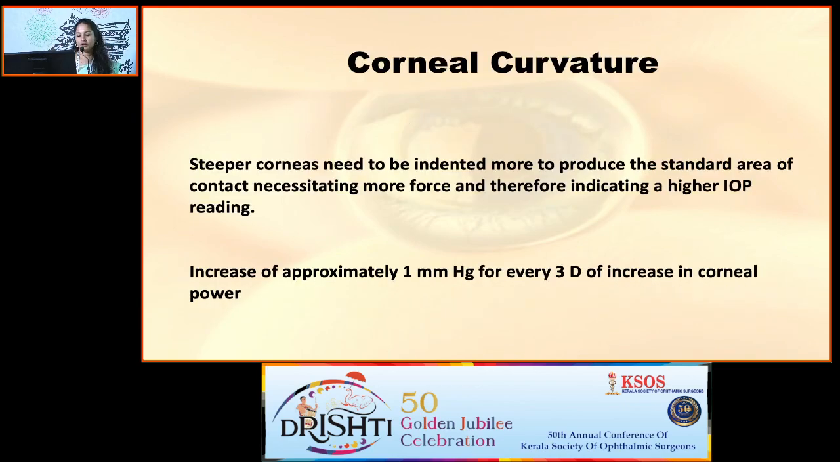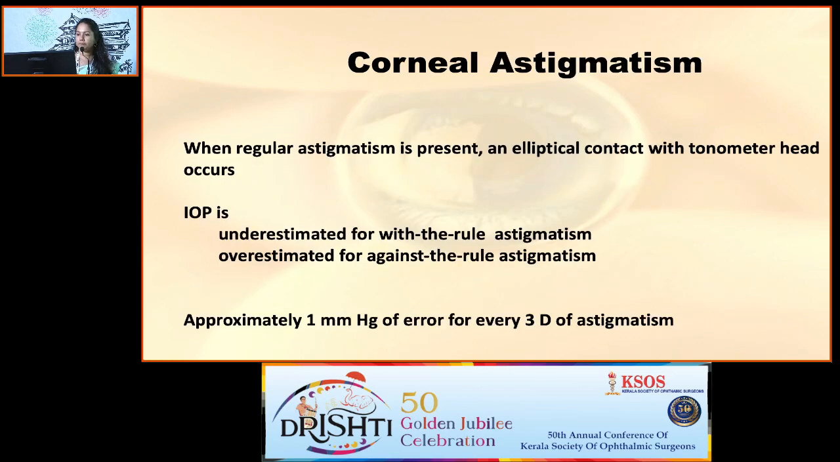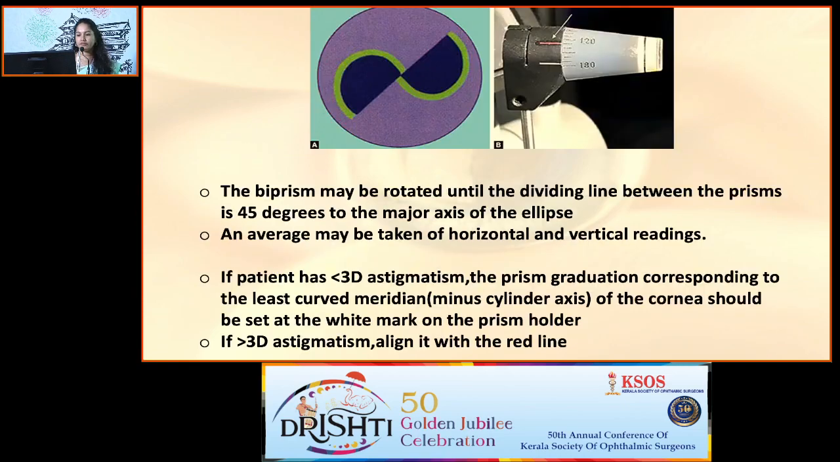Another one is corneal curvature. An increase of approximately 1 millimeter of mercury will be there for every 3 diopters of increase in corneal power. Similarly, for corneal astigmatism, IOP is underestimated for with-the-rule astigmatism and overestimated for against-the-rule astigmatism, approximately 1 millimeter for every 3 diopters of astigmatism.